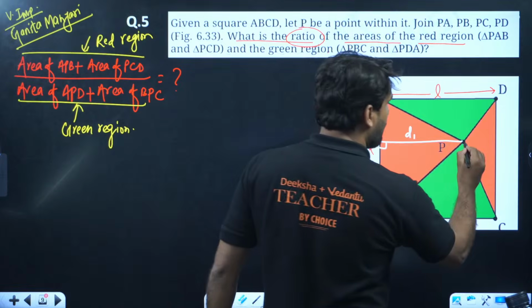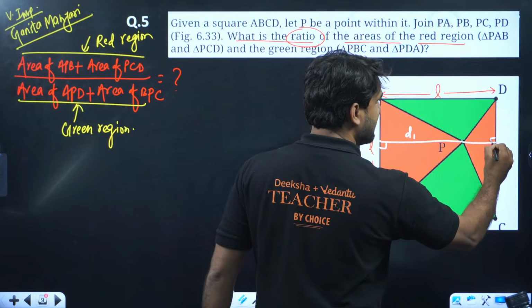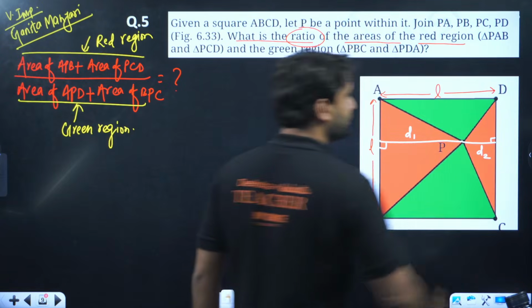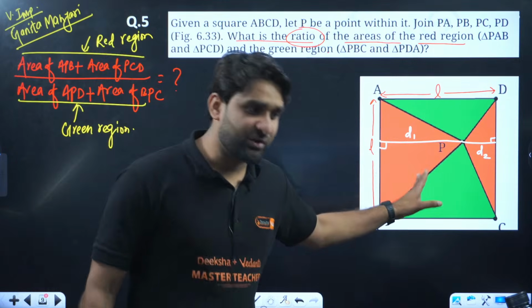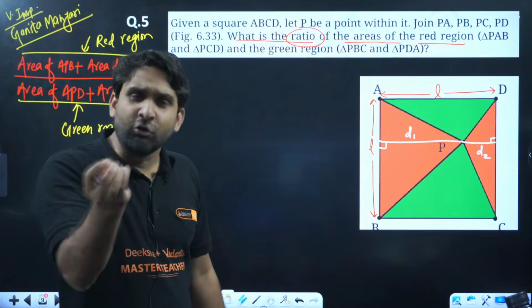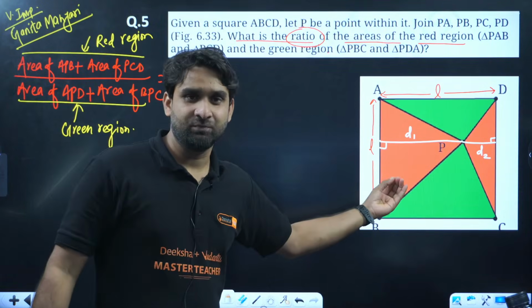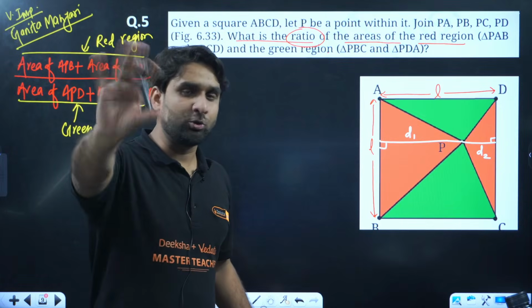Now again draw a perpendicular on CD. Perpendicular on CD, and let's call it D2. So these constructions are required. Few constructions are required in this question. Drawing the perpendicular. Don't go to the green region.